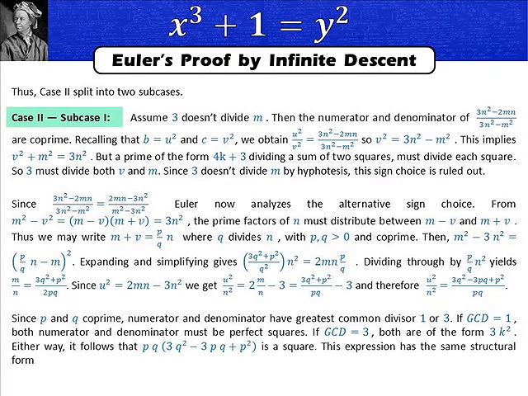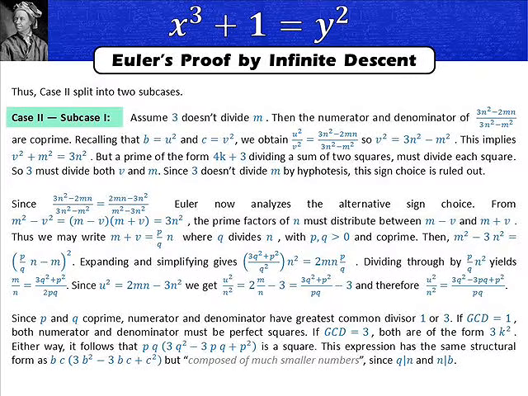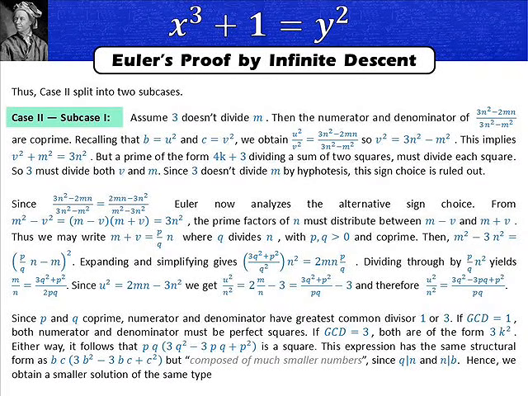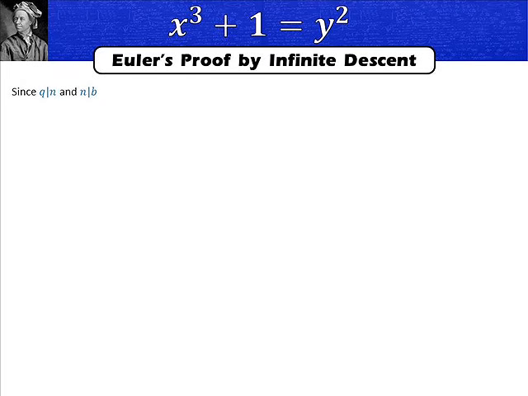This expression has the same structural form as the original one, but composed of much smaller numbers. Here, Euler gives no clue, but he was probably pointing to the fact that q divides n and n divides b. Hence, we obtain a smaller solution of the same type, and a descent follows, provided that q is smaller than n and n is smaller than b. Since q divides n and n divides b, what we really have is q is equal or smaller than n, and n is equal or smaller than b.